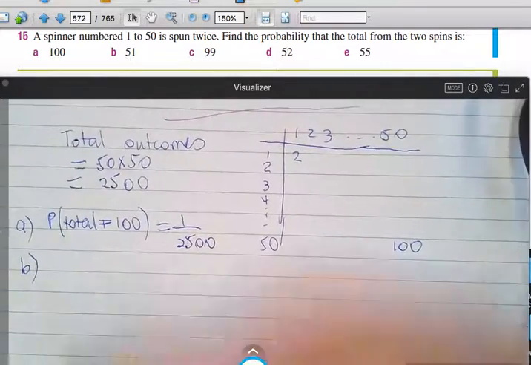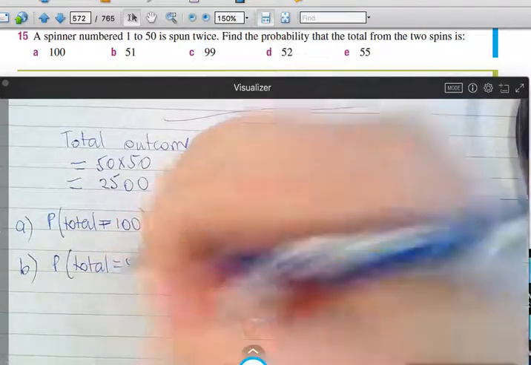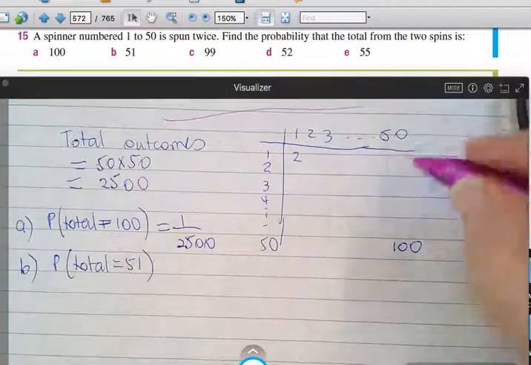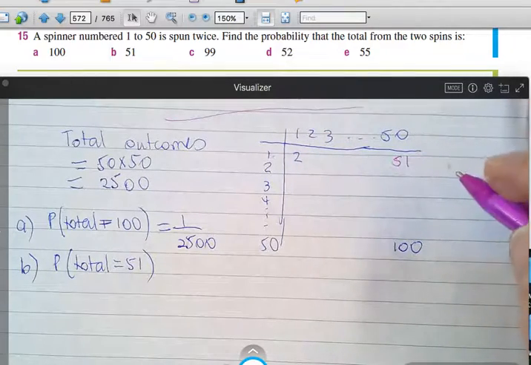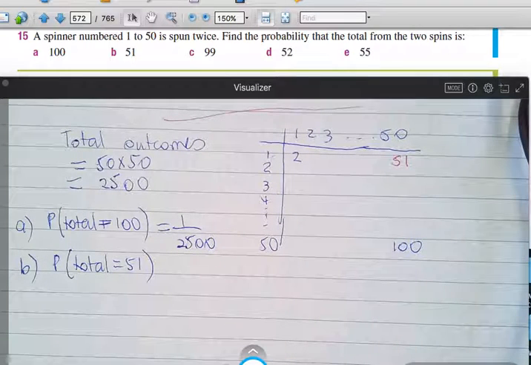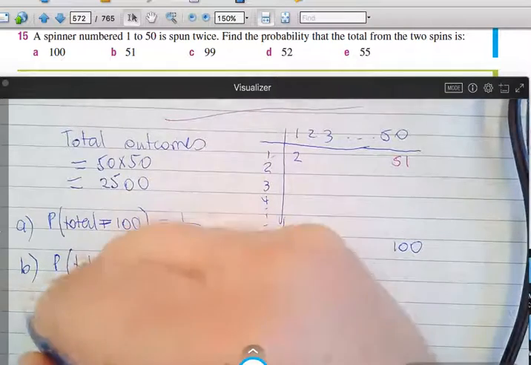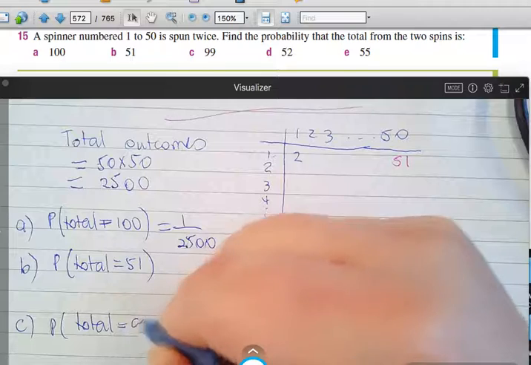What's the probability that your total will equal 51? How can you get a 51? You can get a 1 and a... No, there are other ways too. Can't you get 2 and 49? Can we do 99 first? So let's leave that one. Probability of a total of 99. That's easier.